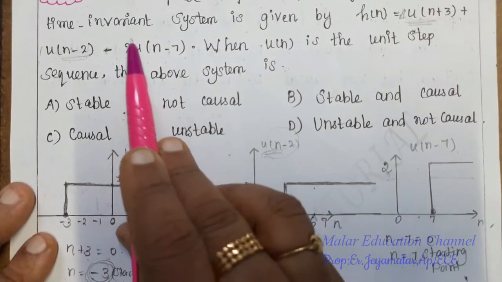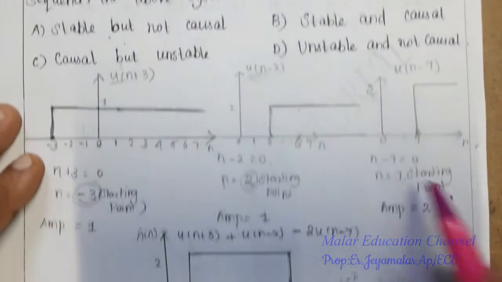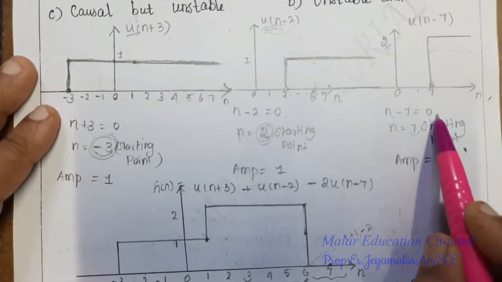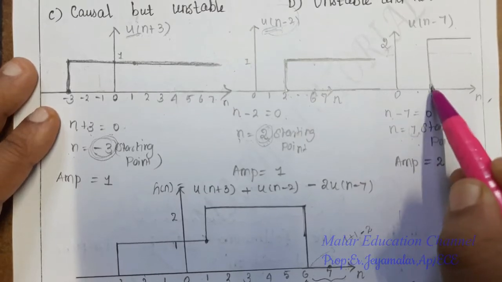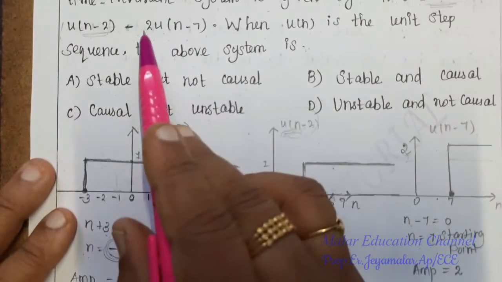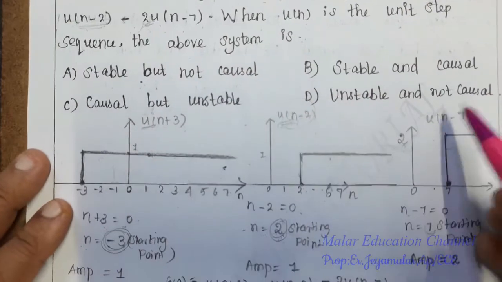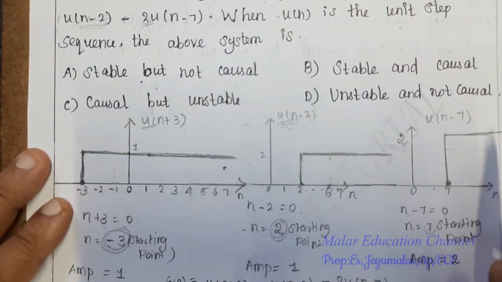Move to the third one, the amplitude is 2, 2 into u of n minus 7. n minus 7 equal to 0, then n equal to 7. That 7 is the starting point. Start from here, the amplitude is 2, likewise going on.